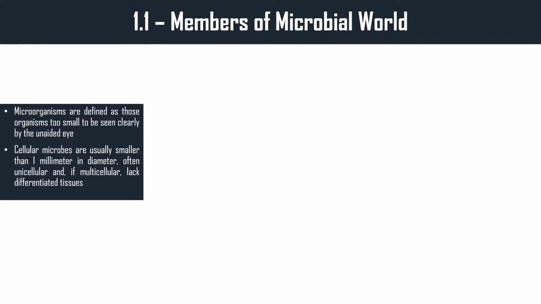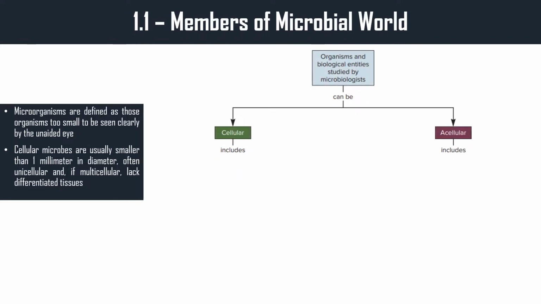So, starting with the definition of microorganisms. Microorganisms, as we all know, are the organisms that are too small to be seen clearly without a microscope. So, we cannot see microorganisms with our eyes if they are unaided. Microorganisms can be acellular or cellular in nature. Cellular microbes are usually smaller than 1 millimeter in diameter, often unicellular, and if multicellular, they lack the differentiated tissues.